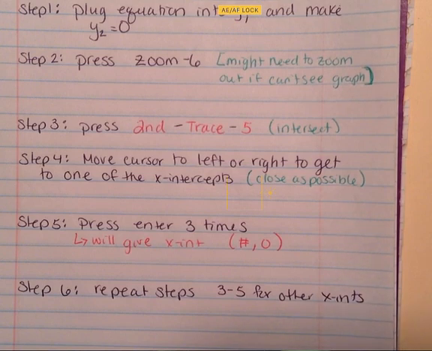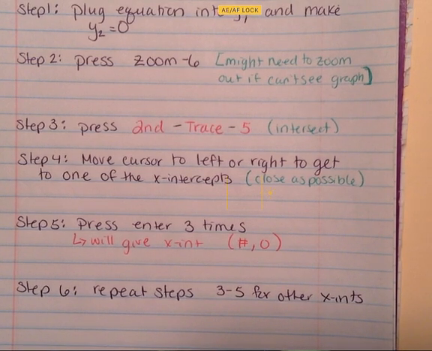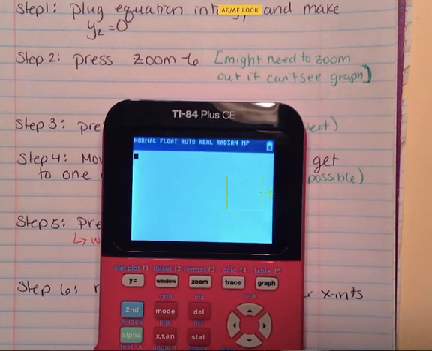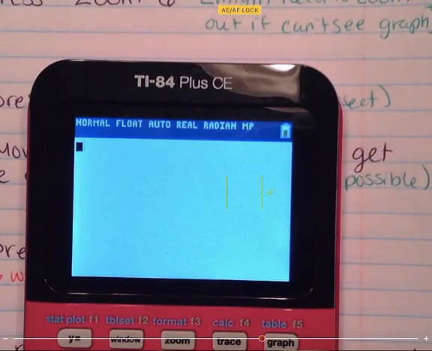So what I'm going to do is I'm not going to write any examples down. I'm just going to show you a couple of examples of how to put them in your calculator and what it'll look like. So I turn my calculator on. I am using a color calculator so you can see the different things I'm going to use for my equations.